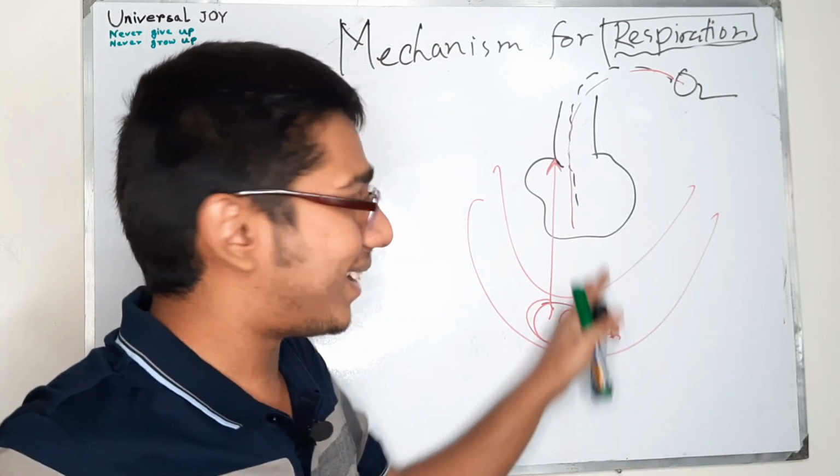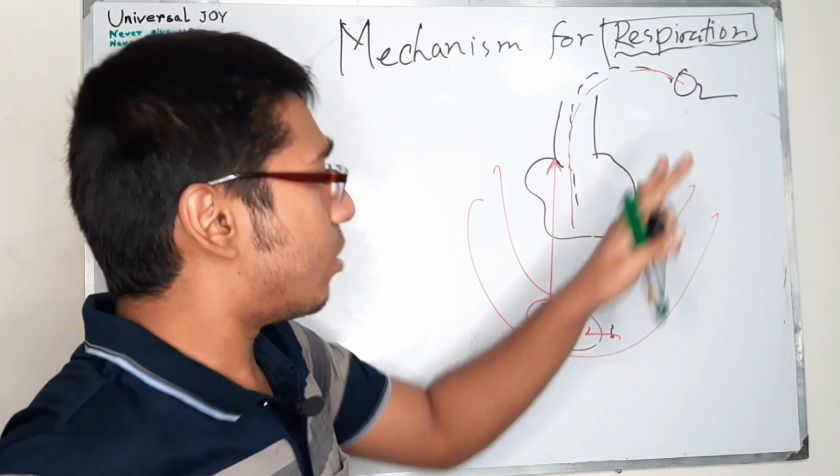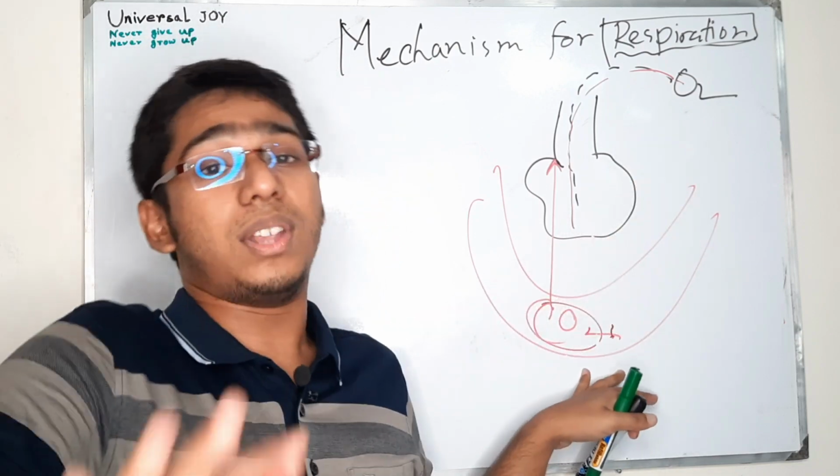So this phenomenon, this exchange between oxygen and carbon dioxide, is a part of the respiration. So basically it's called external respiration, which will come across later on. But having said that, just for the time being, you just keep only one thing in mind, that the exchange between the oxygen and carbon dioxide is known as respiration.